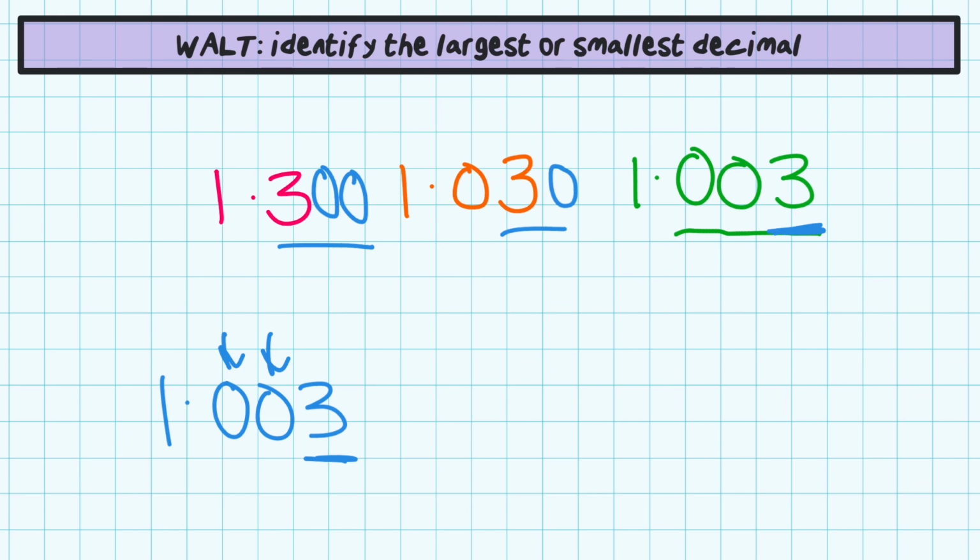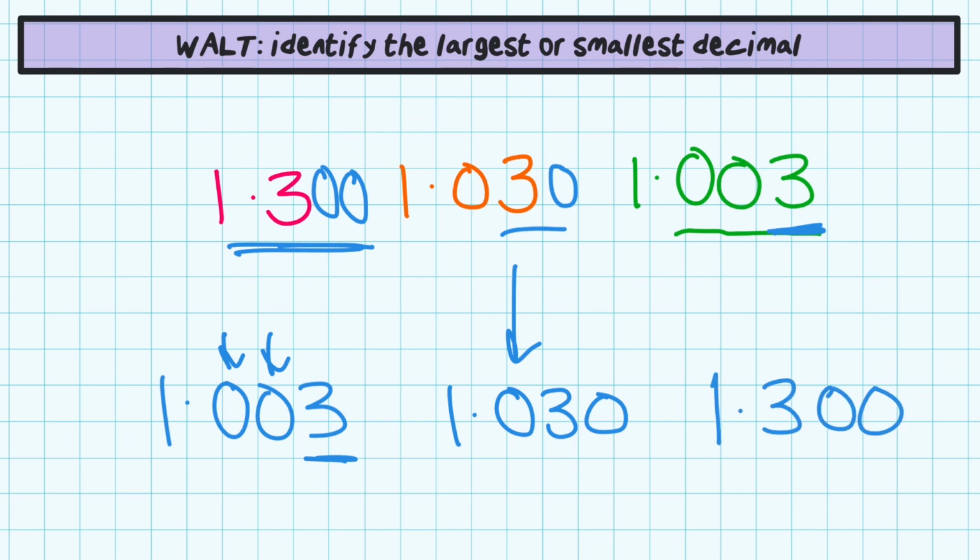Our next biggest number is going to be 1.030. So that's this number here. And then our biggest number is going to be this one over here, 1.300 or just 1.3. These extra zeros on the end, you don't actually have to show them. So let's just get rid of them.